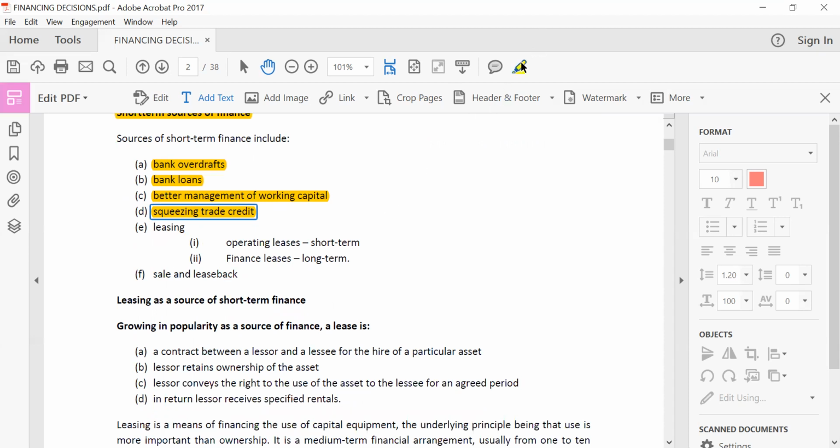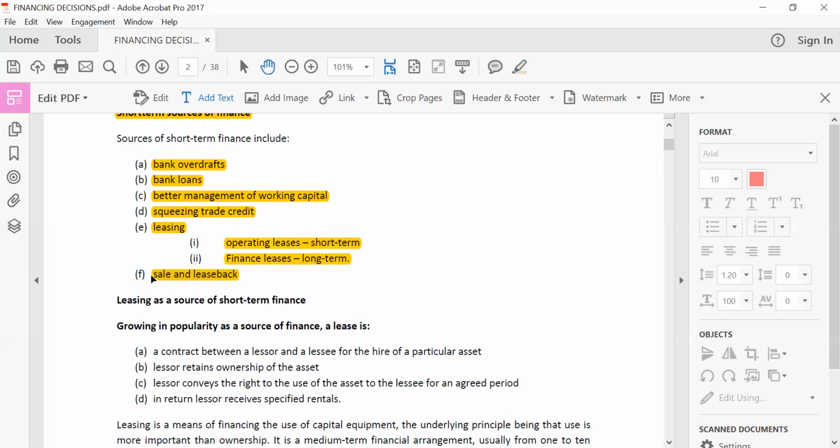So the next item is what you call leasing. Leasing is a form of finance, right? In the old standard IAS 17, we had operating lease, which was short term, and finance lease. Though in financial reporting we do not have any form of operating lease anymore, in financial management we still have some leases which are short term and some which are long term. The last item, which turns out to be a short-term source of fund, is what we call sale and leaseback.